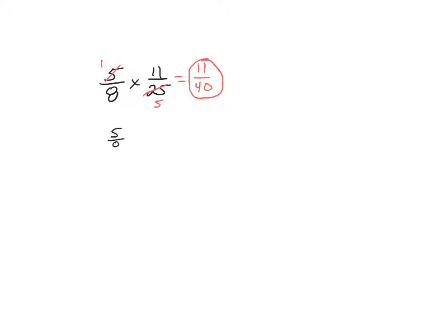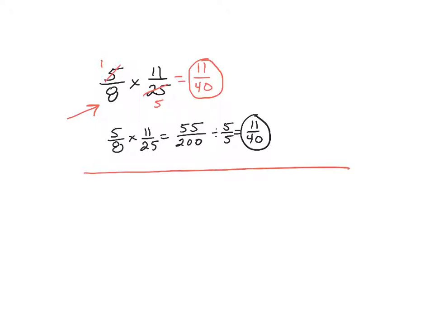Remember, if I had wanted to, here's the original problem again, I could have just gone straight across and multiplied. 5 times 11 is 55. 8 times 25 is 200. But then I would have to put that 55 over 200 in lowest terms. In order to do that, I would have had to divide by that 5 over 5, which then would give me that 11/40 for an answer. But it's probably easier to do the division by 5 first, if that is possible.